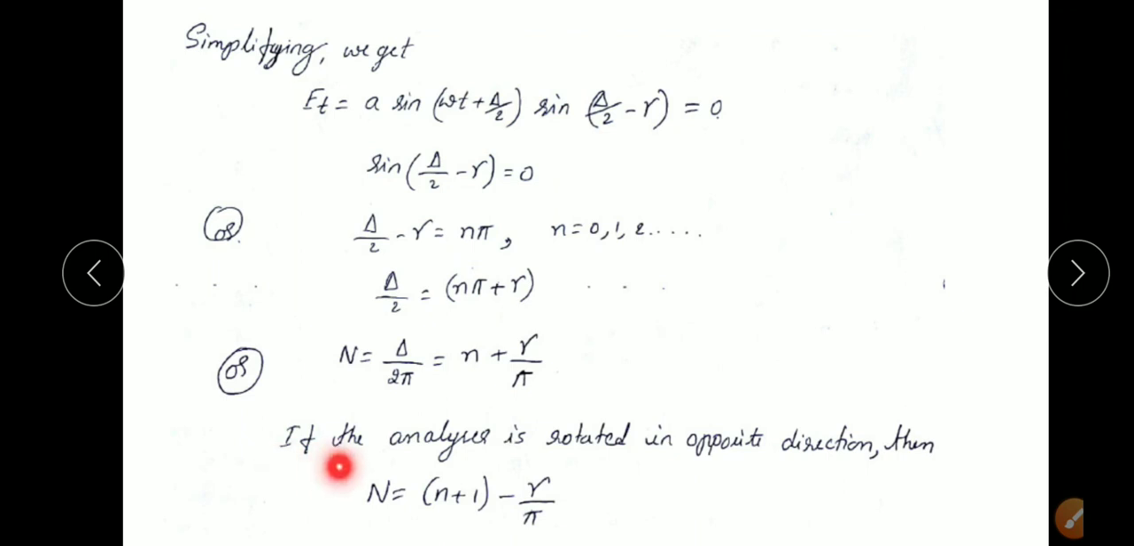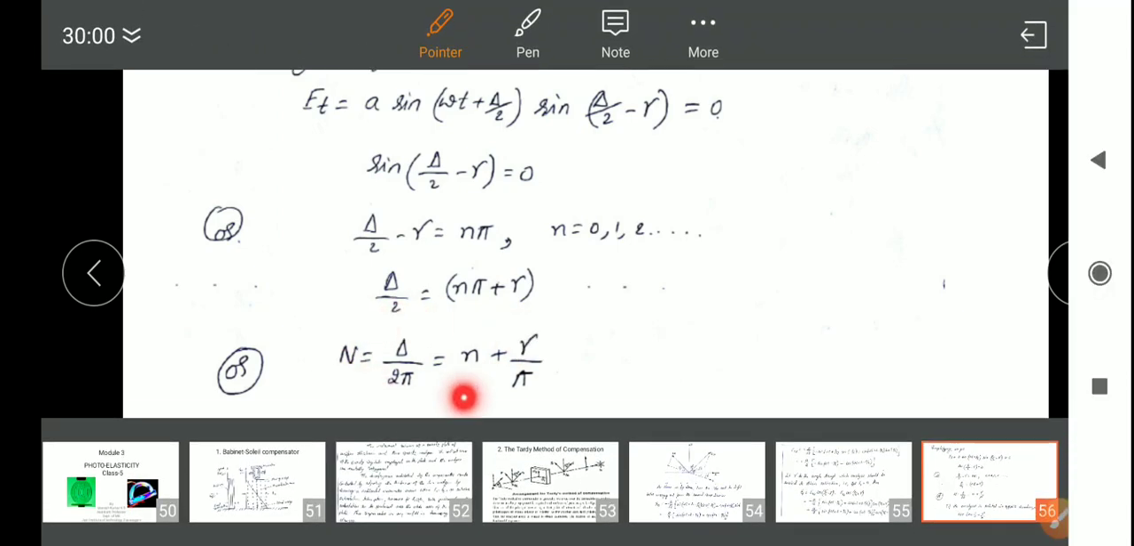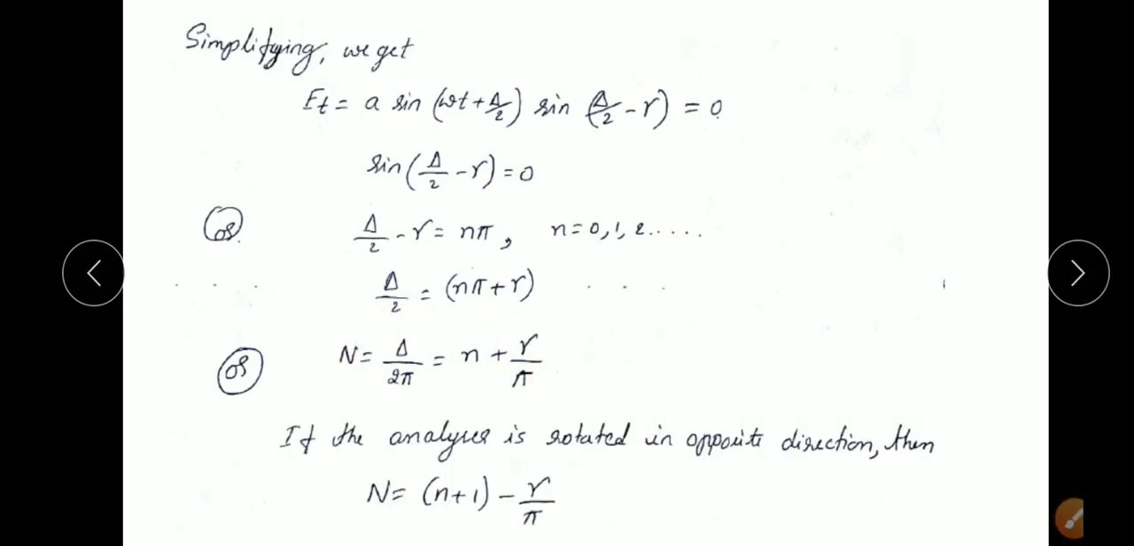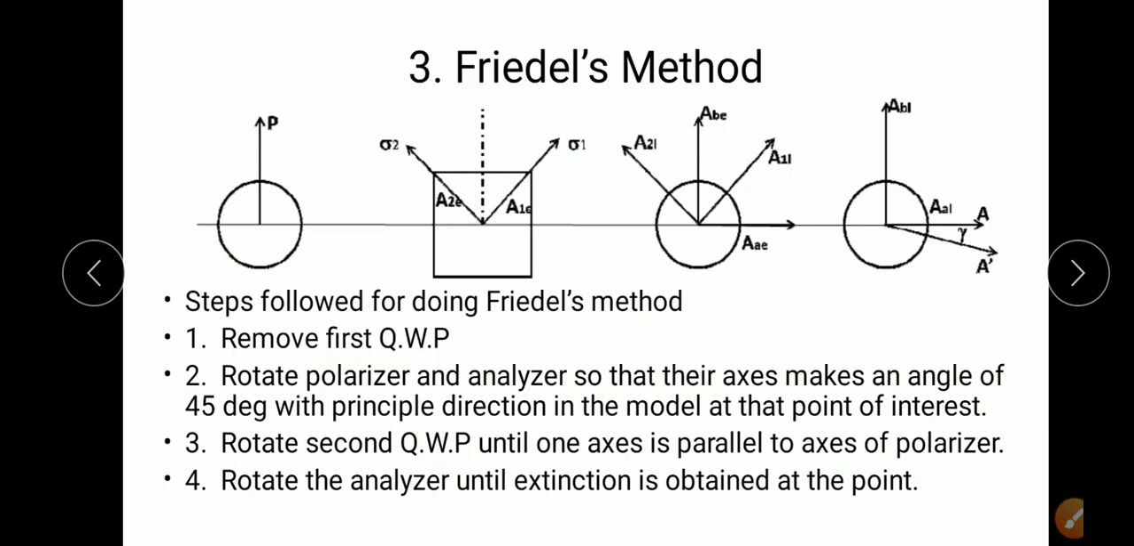If the analyzer is rotated in the opposite direction, then n becomes n plus 1 minus γ/π. This is the fringe value: if you rotate in the positive direction, you will get this equation, and if you rotate in the negative direction, it will be this equation. So this will be considered for the analysis. If you want to determine the stresses, you have to consider these terms, depending on whether it is rotated in the positive or negative direction. This is all about Tardy's method.